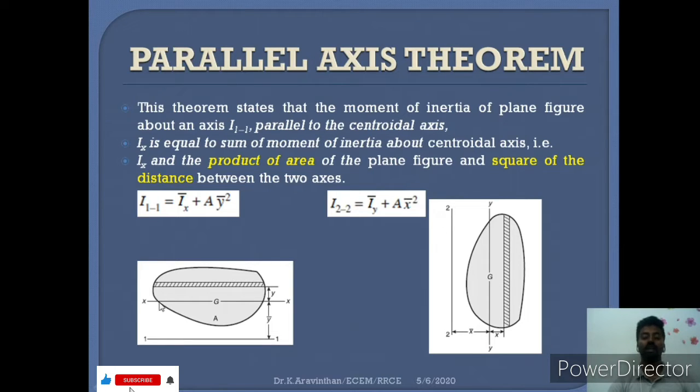Note here that if you consider horizontal plane, you have to consider the vertical distance. See here, if you are considering I11 as horizontal, the formula here will be y bar. Y is vertical always, and if you want moment of inertia of vertical plane, you have to consider the distance x, the horizontal distance. This is the difference between these two concepts.